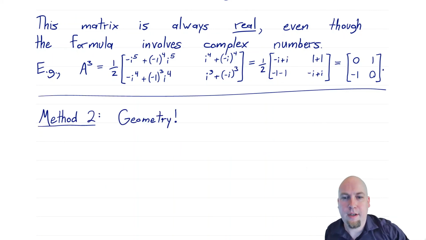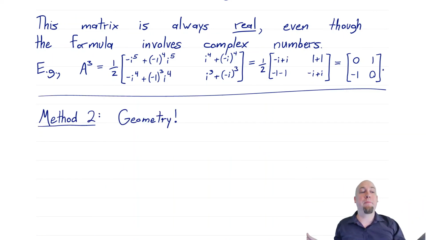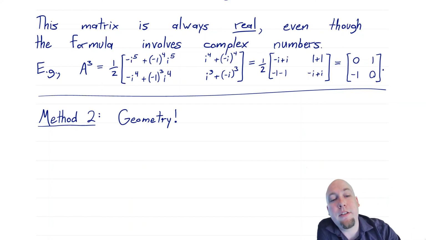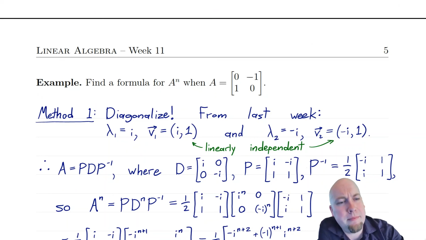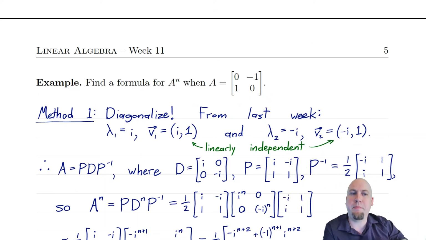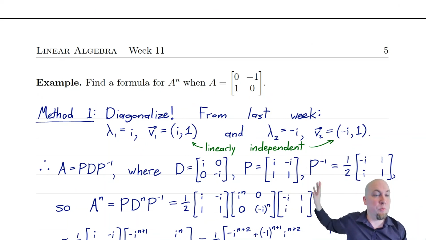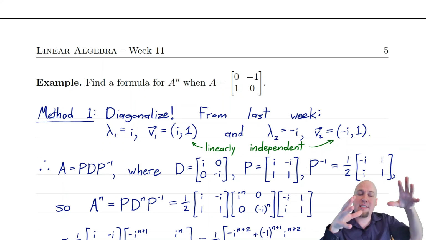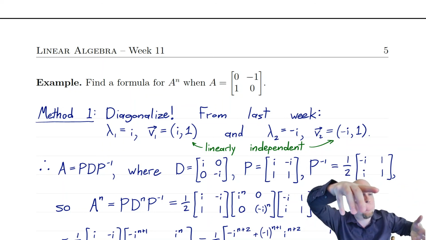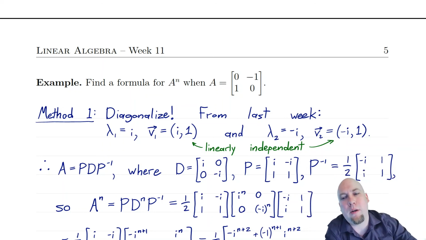Alrighty, so that's method 1 for computing powers of this particular matrix. There's another method that could work for this matrix though. The thing to notice is that this is actually a matrix that we've seen before, not just last week, but even way earlier in the course. Back in week 4, we saw this exact matrix because it's a rotation matrix. What it does is it takes two-dimensional space and rotates it counterclockwise by pi over 2.